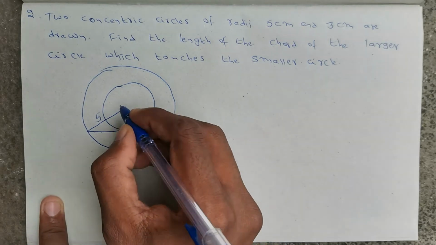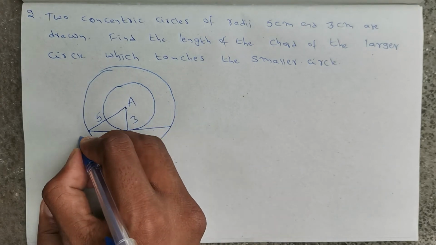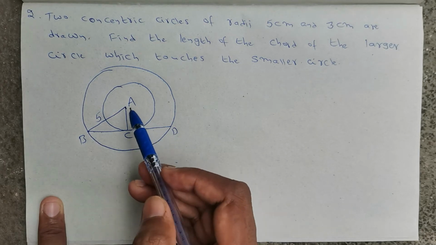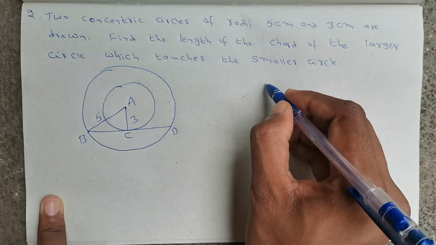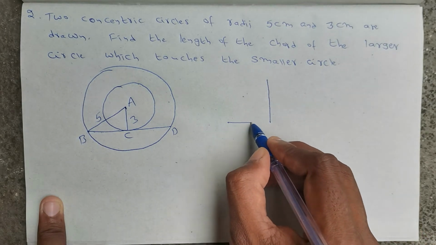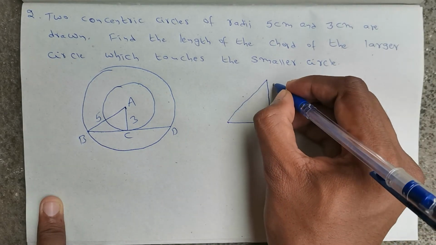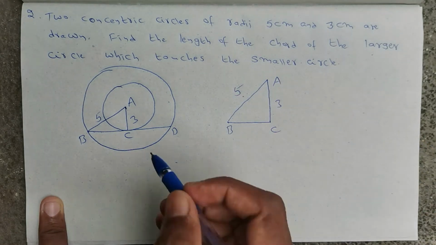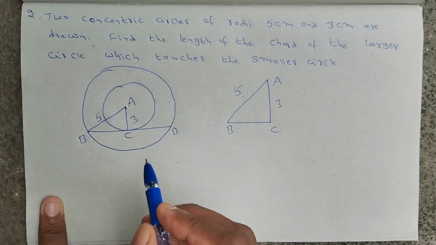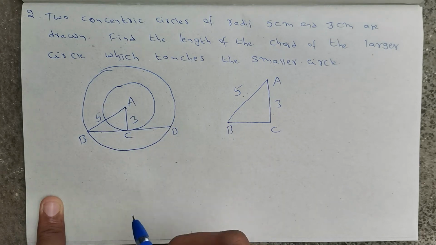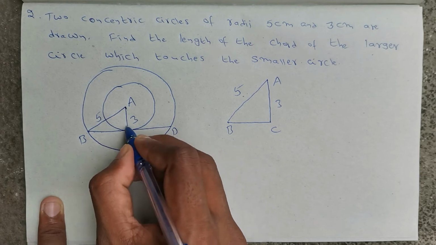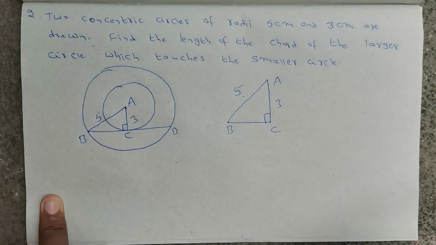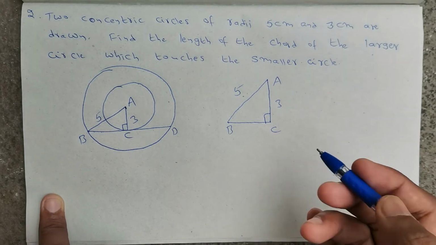So if we observe, I will write some names: A, here B, here C, here D. BD is the chord, ABC is the triangle. So I am drawing that triangle separately. This is A, this is C, and this is B. This is given as 5 and this is given as 3. We know very well, for this smaller circle, this BD will become the tangent. So this radius is touching the tangent, definitely it is 90 degrees. So this is a right angle triangle. By applying the Pythagoras theorem, we will find this BC distance.